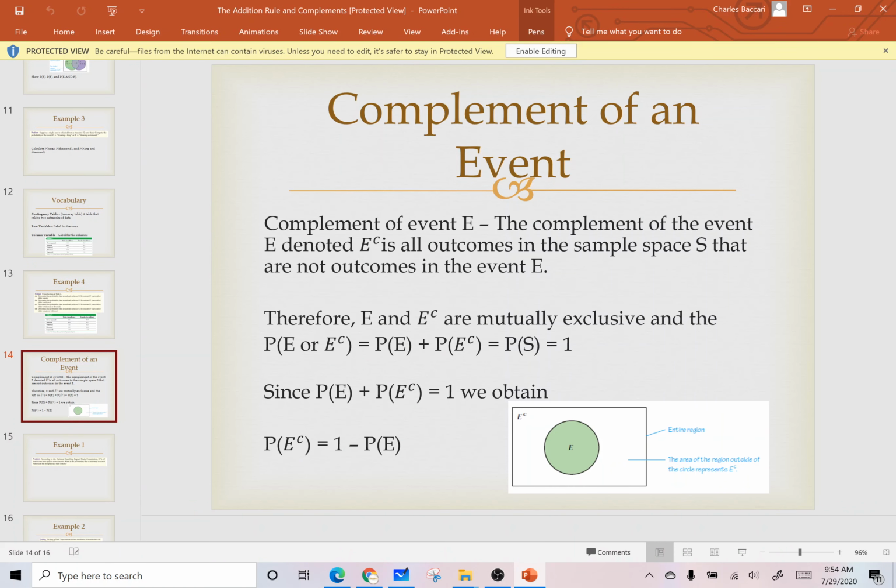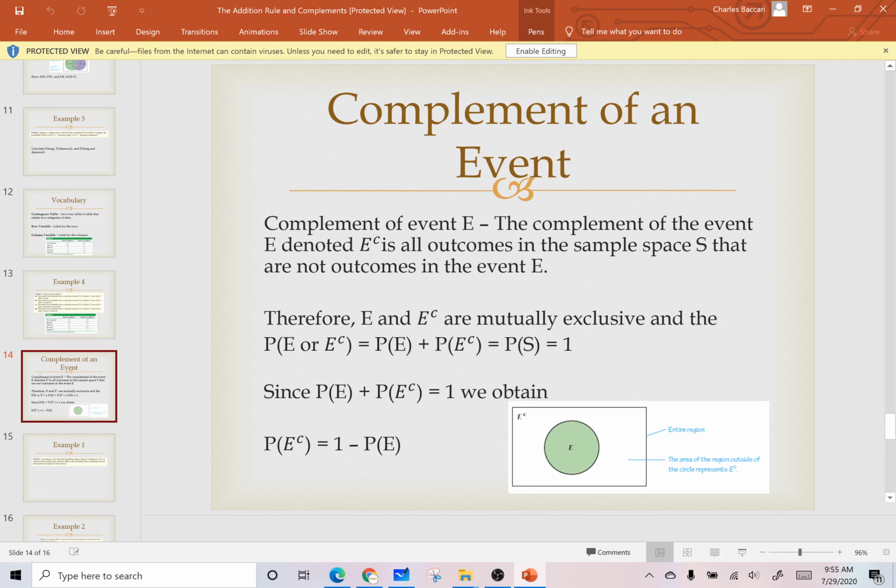Okay, and then finally we're going to talk about complements. The complement of an event E is denoted E to the c power, which means E complement is all outcomes in the sample space that are not outcomes of E. Therefore, E and E complement are mutually exclusive, and the probability of E or E complement is equal to P of E plus P of E complement, which is equal to P of S, which is the entire space.